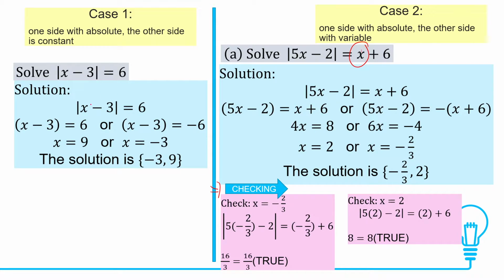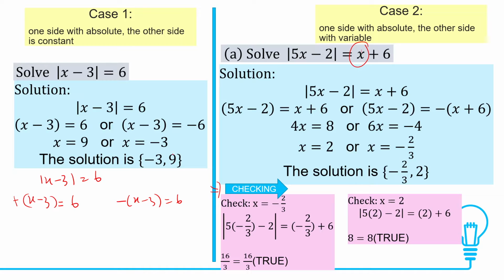Okay, now if I want to solve absolute x minus 3 equals 6, how am I going to do it? By the definition, absolute x minus 3 equals 6. So for this one, it can become positive or negative, positive and negative, because the right hand side didn't change.